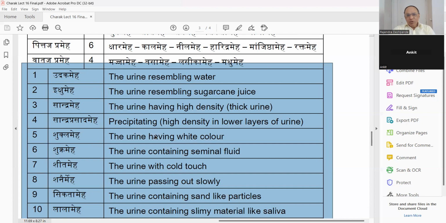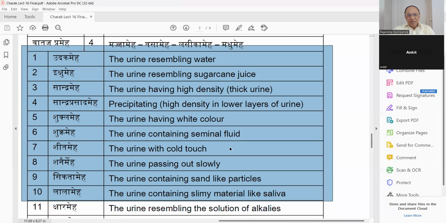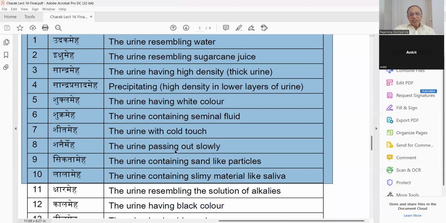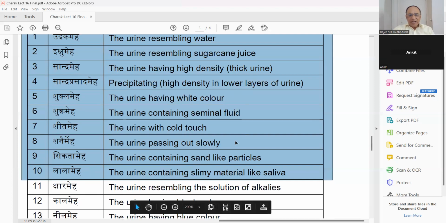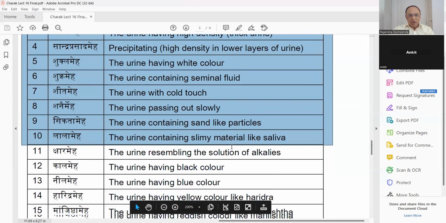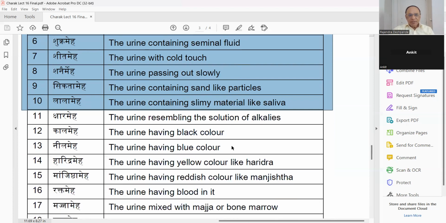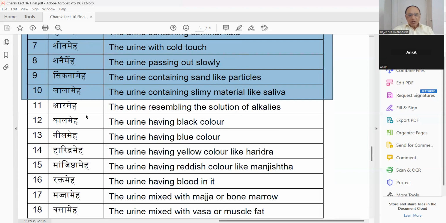Shukla Meha: the urine having white color. Shukra Meha: the urine containing seminal fluid. Then Shita Meha: the urine which is cold to the touch. Shanair Meha: the urine is passing out as dribbling micturition. It can be in the prostate. Okay. Then Sikata Meha: the urine containing sand-like particles. And I think this is for the Kaphaja Meha. Now we will talk about Pittaja Prameha. Okay. So Kshara Meha: the urine resembling a solution of alkali.